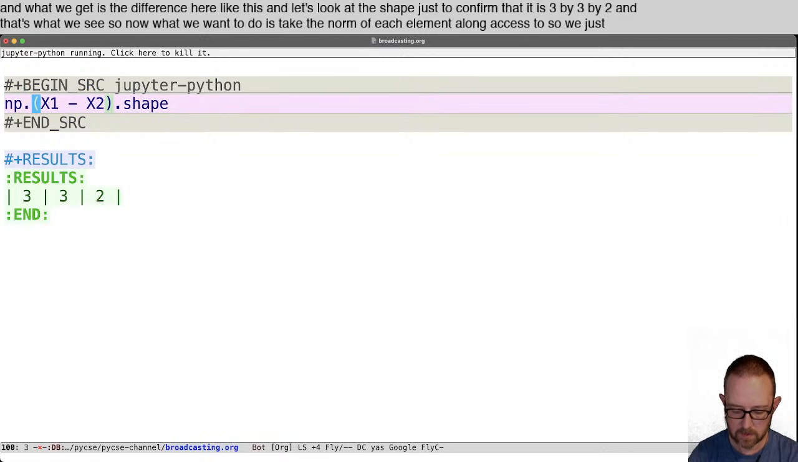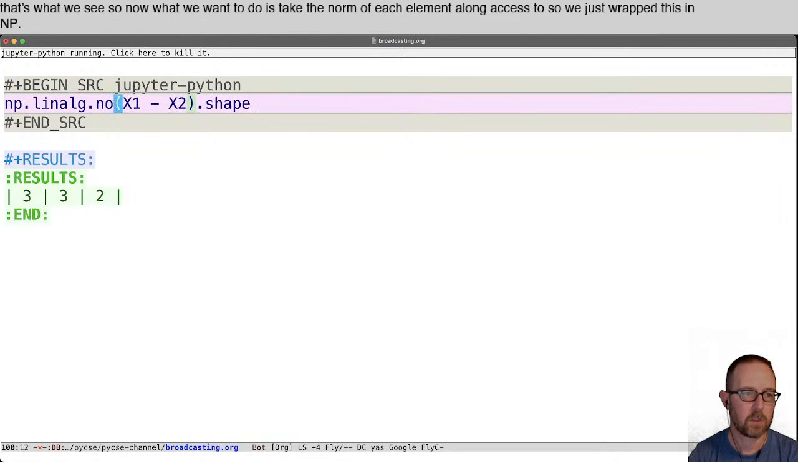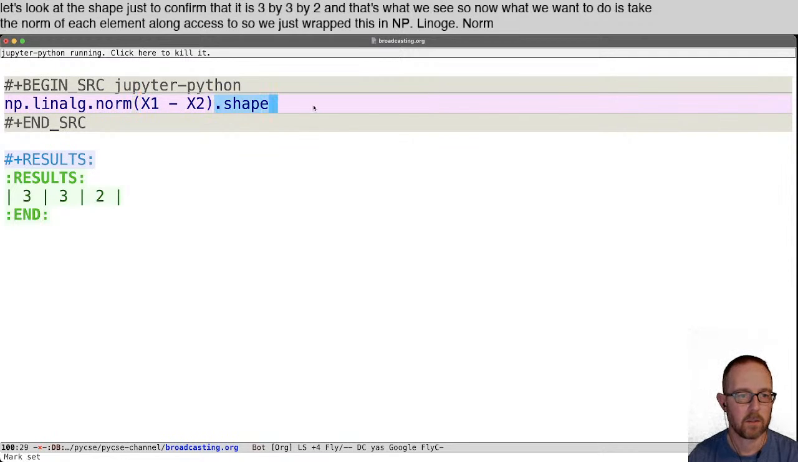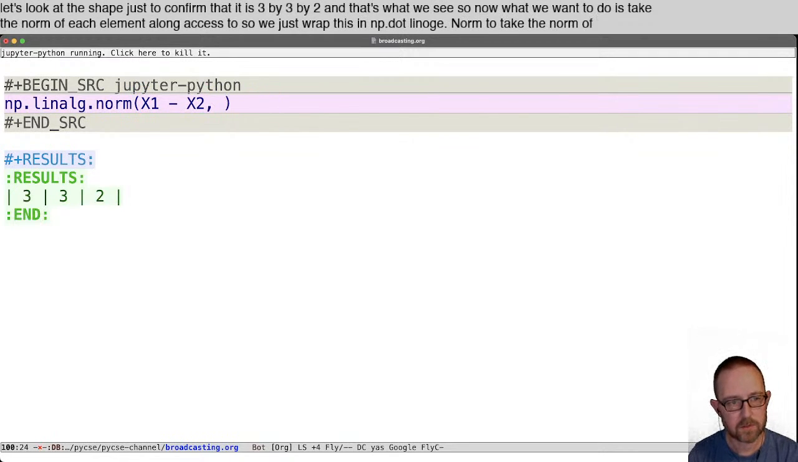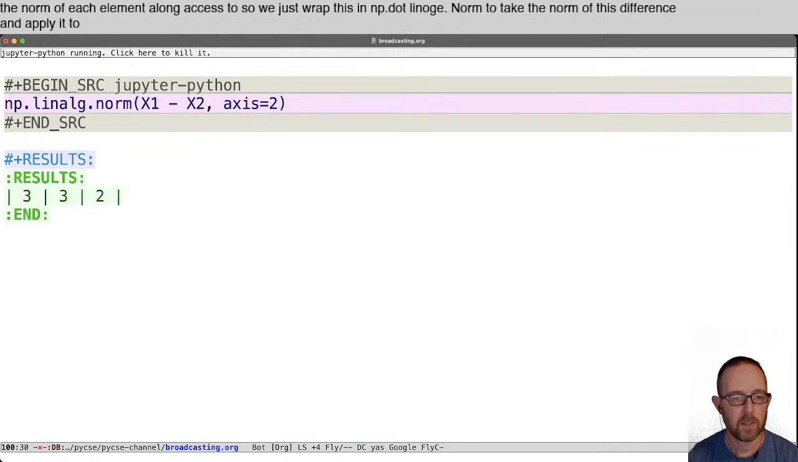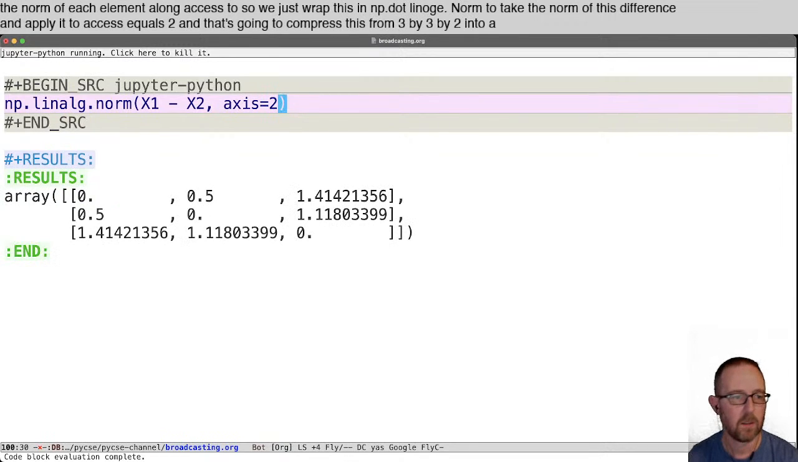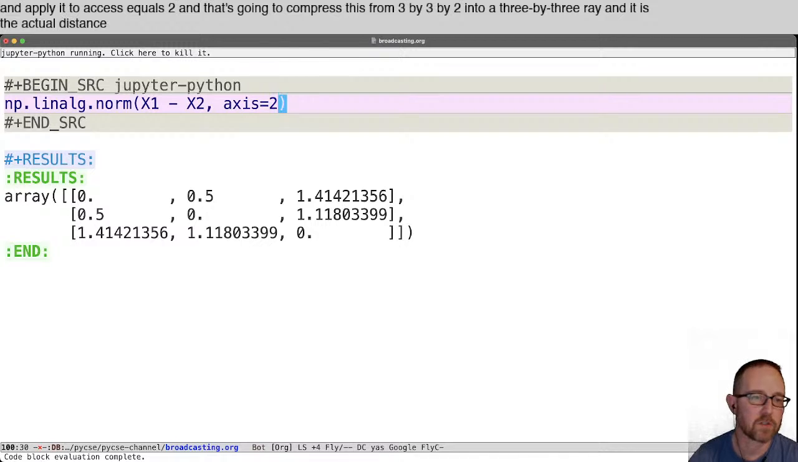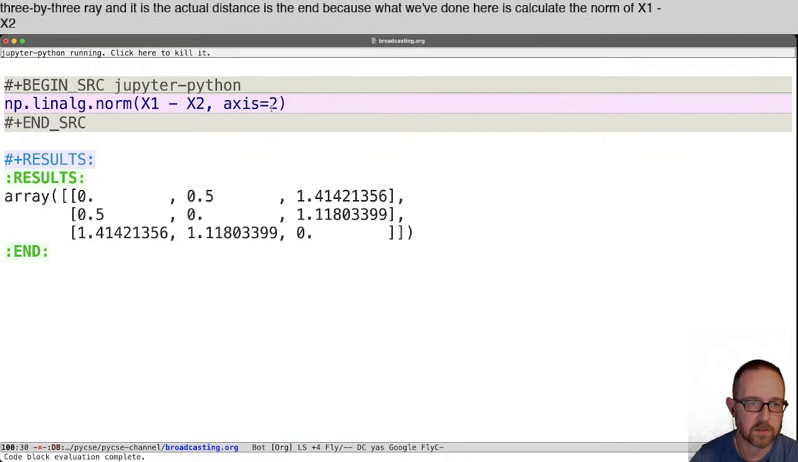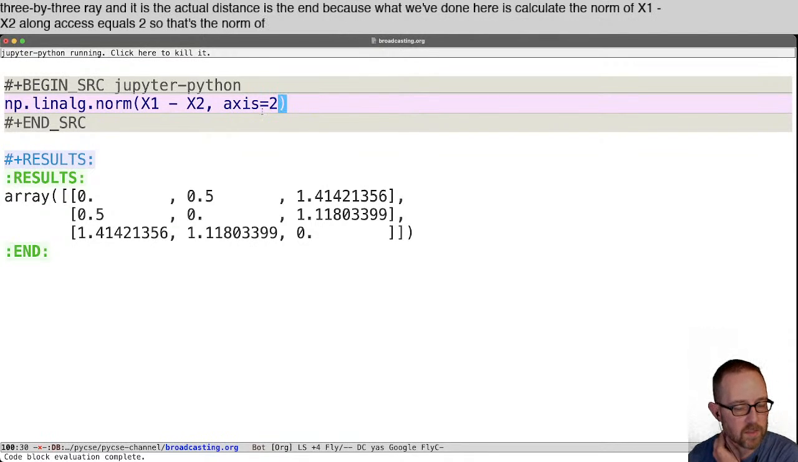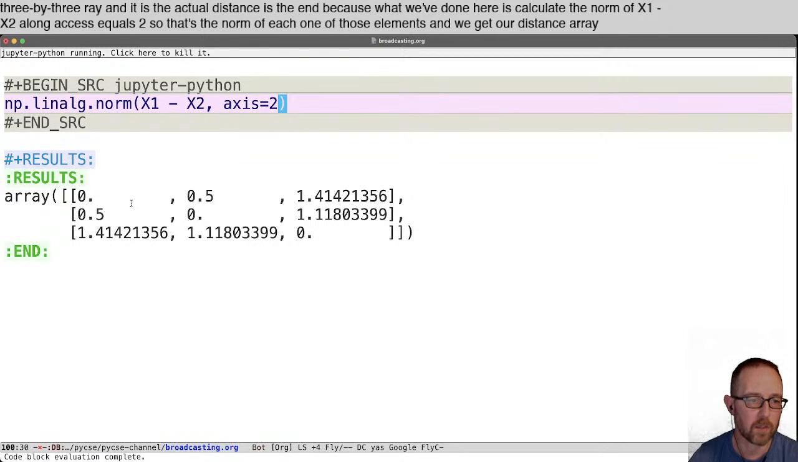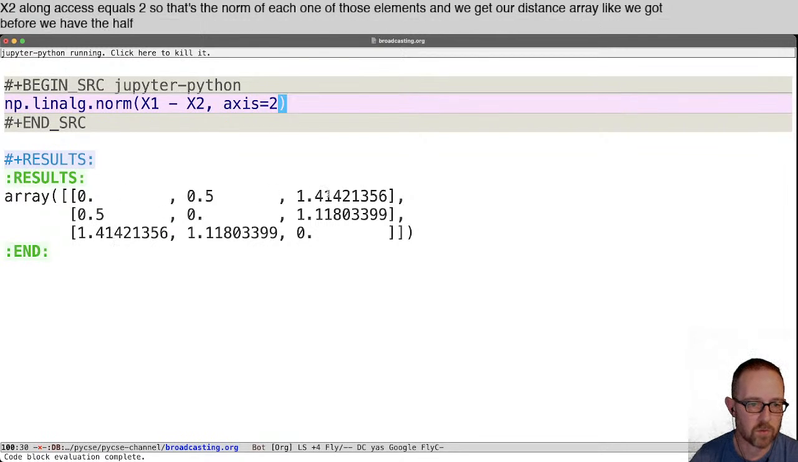So now what we want to do is take the norm of each element along axis 2. So we just wrap this in np.linalg.norm. We're going to take the norm of this difference and apply it to axis equals 2. And that's going to compress this from 3 by 3 by 2 into a 3 by 3 array. And it is the actual distances then, because what we've done here is calculate the norm of x1 minus x2 along axis equals 2. So that's the norm of each one of those elements, and we get our distance array like we got before. We have the halves, the square roots of 2, and the square root of 5 over 2 that come out of that.